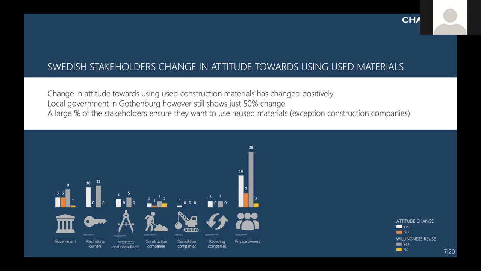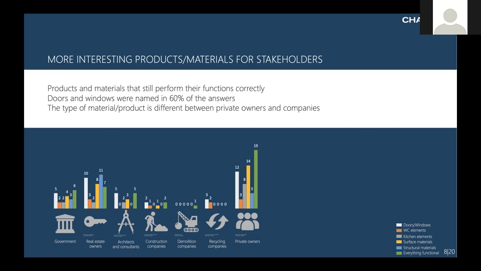However, when it comes to wanting to use reused materials, almost all the stakeholders say that they want to. A little bit of exception here is the construction companies, where there is some of them that are not willing to reuse materials. So having this in mind, we also try to understand a bit more in detail what exactly would they want to reuse. So we ask what types of materials or products they would be more interested in reusing.